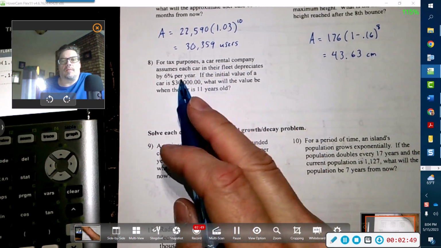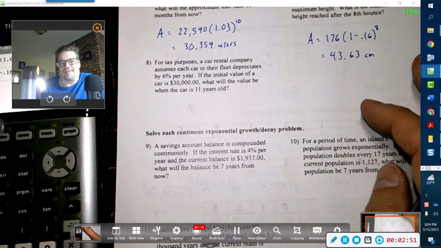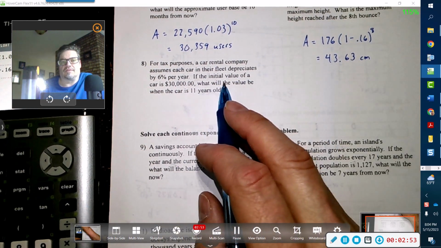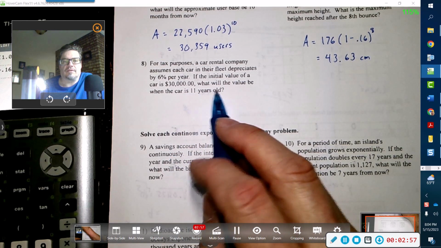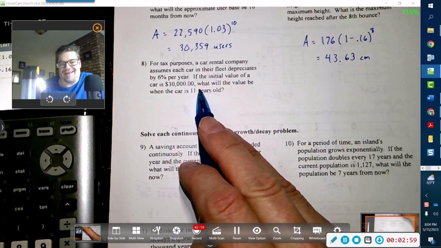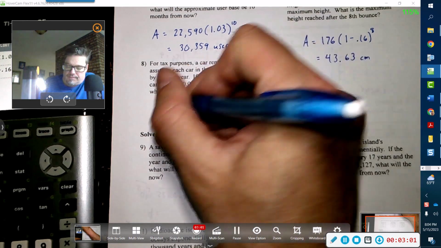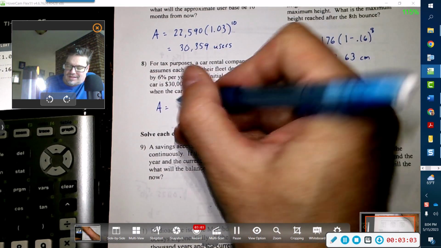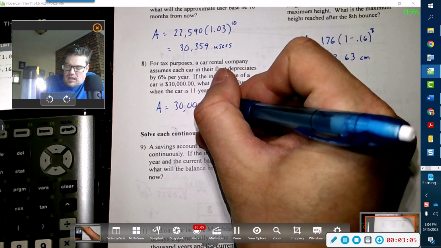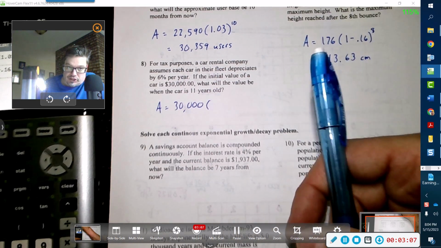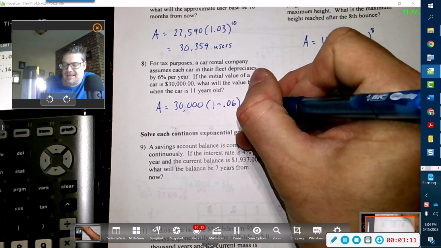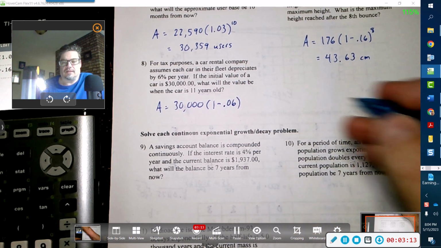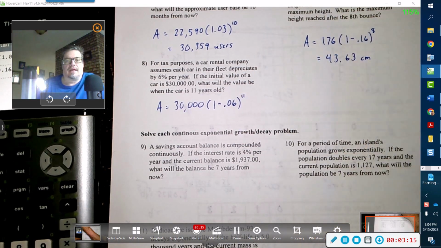A car rental company assumes each car in the fleet depreciates by 6% per year. If the initial value is $30,000, what will it be worth in 11 years? It does say per year, and they're asking for 11 years, so we're good. All right, amount. We start off with 30 G's. We're going to depreciate, so that word should trigger a minus 0.06, and we are asking what it is going to be in 11 years.